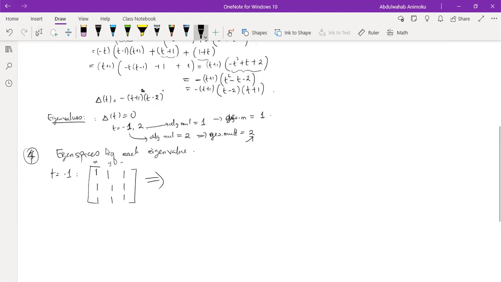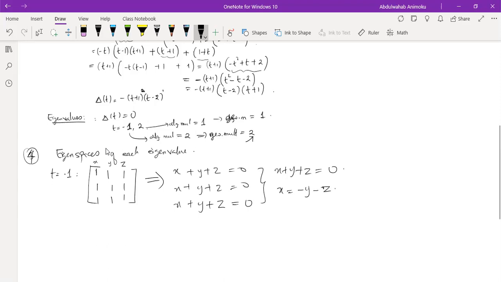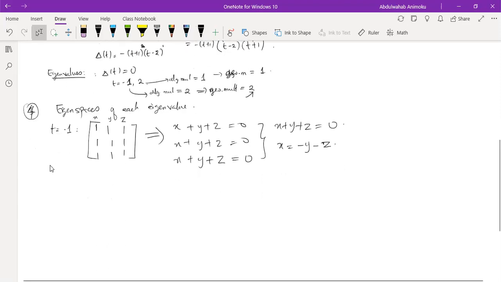Where these are the variables. So this gives us the same equation for each of the rows, right? Each of the rows would have the same coefficients. So this means that x plus y plus z must be equal to 0. Now, this basically means we have two free variables here. So we can solve this in terms of x, and x will be minus y minus z, where y and z are the free variables.